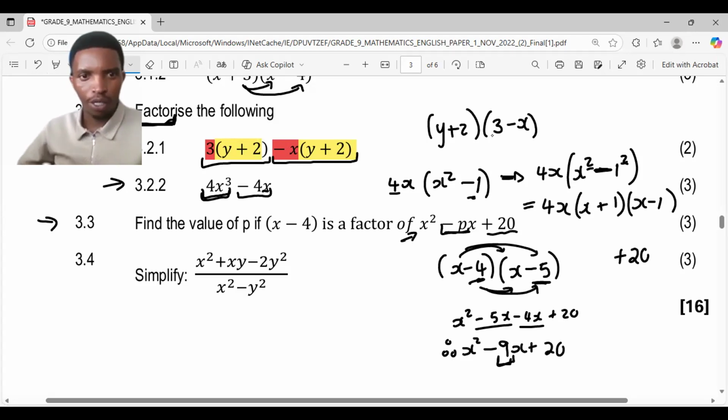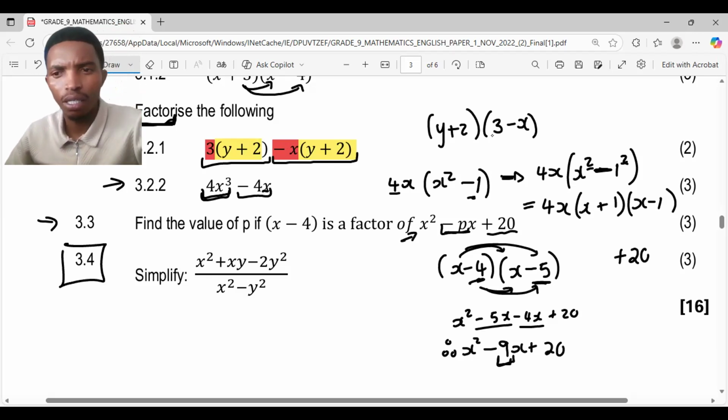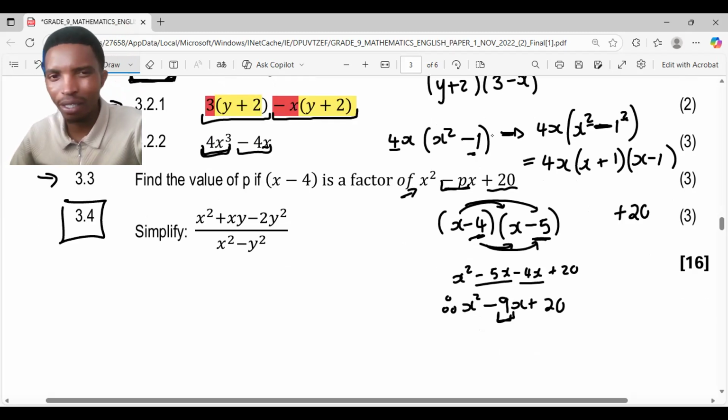So please don't forget that. And then this question here, I don't think they will ever ask you, because it is advanced trinomial. I don't think in grade 9 they do it. I don't know why they placed it here, but I don't think you guys will do this advanced trinomial.